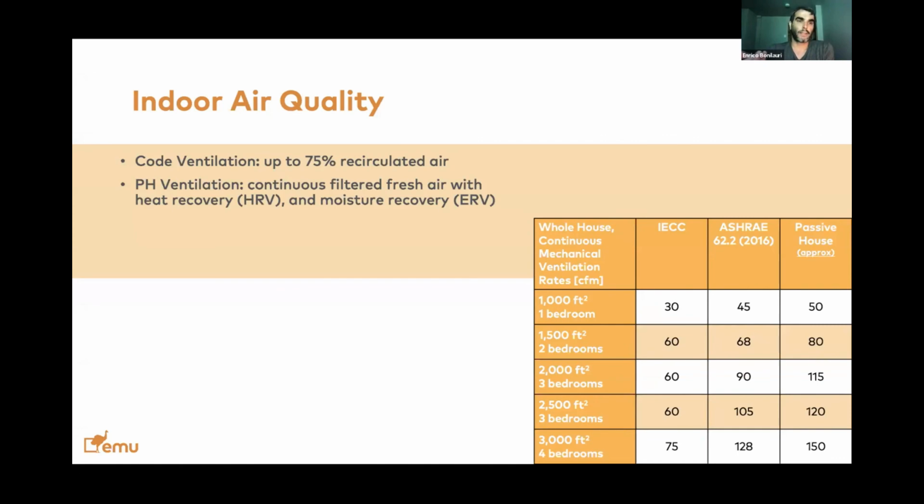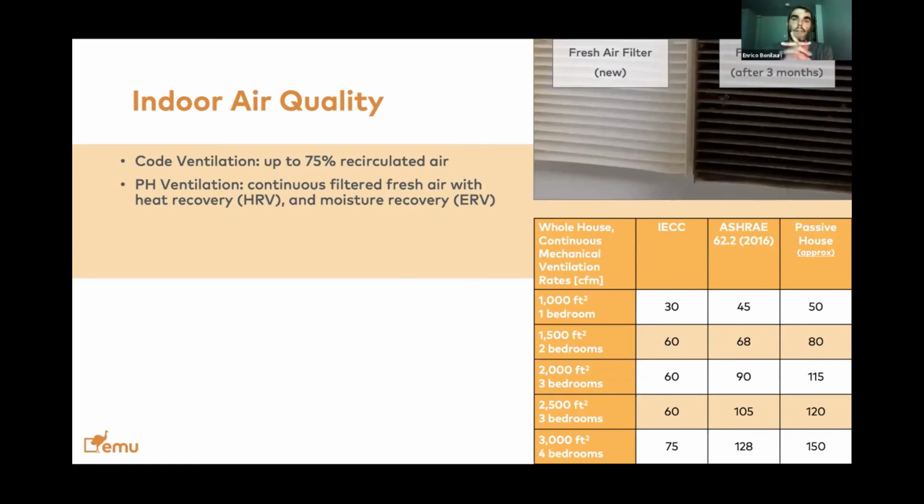Whereas for ventilation in passive house, you have continuous filtered fresh air with heat recovery. And if you do have the need to recover the moisture, such as in very dry climates, as well as in very humid climates, you have an ERV instead of an HRV. The table on the right-hand side shows the required ventilation rates depending on different codes, the 2018 IECC, ASHRAE, and passive house, depending on the size of the building and occupancy. And compared to popular belief, for single-family houses, ventilation rates for passive house are actually higher than code.